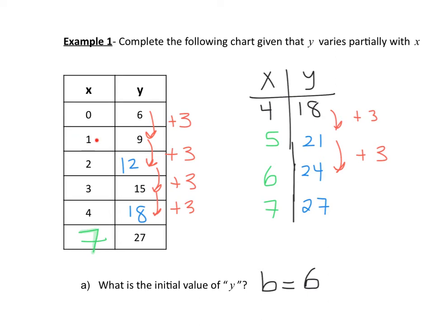3 times an x value of 1 is 3. 3 plus 6 is 9. 3 times 2 is 6. 6 plus 6 is 12. So this equation truly does represent this particular data set.